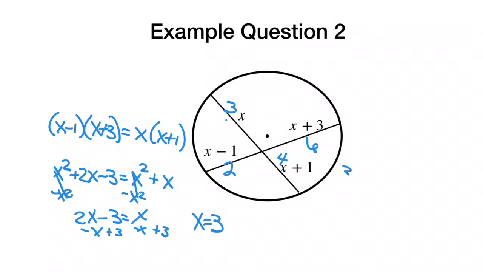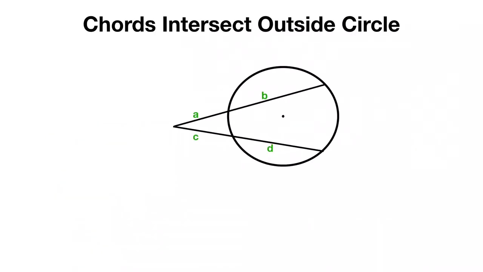3 times 4 equals 12, and 2 times 6 equals 12. So x equals 3 is correct. Our next theorem has two secant chords intersecting outside the circle, slightly more complex.